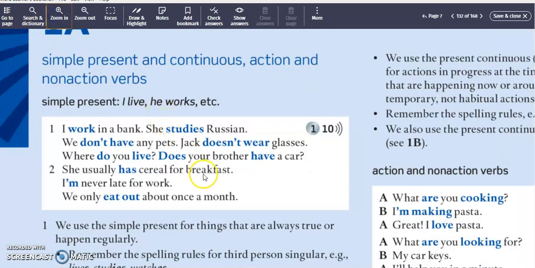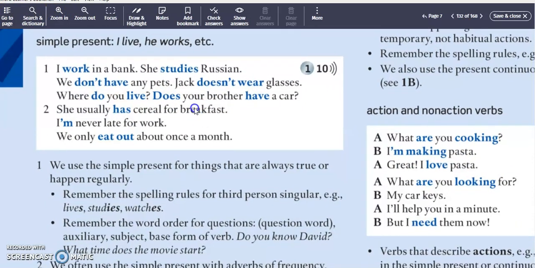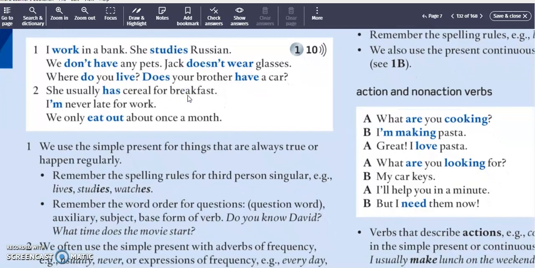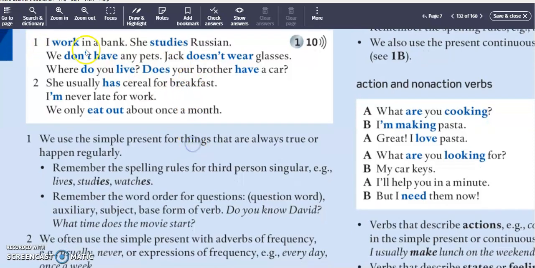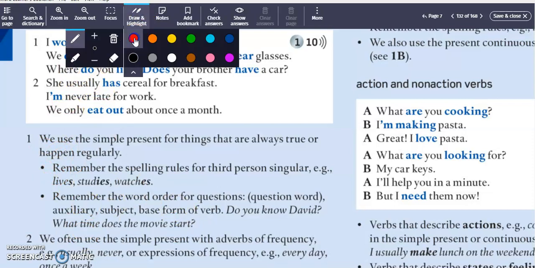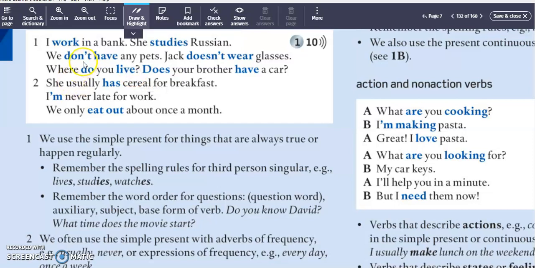In the simple present, here we have some examples of the simple present. And we can see the uses. We have two uses of the simple present, 1 and 2. Use number 1, use number 2, and then we have, well, these are the examples and these are the uses. Okay?